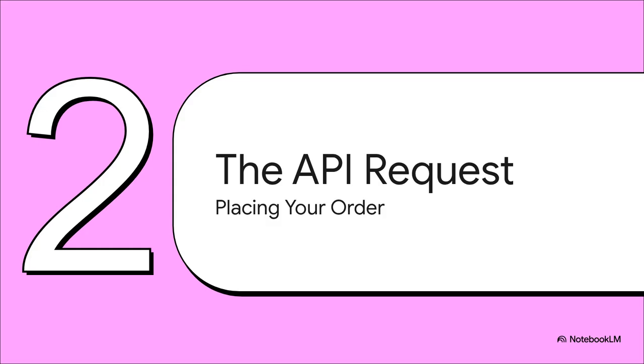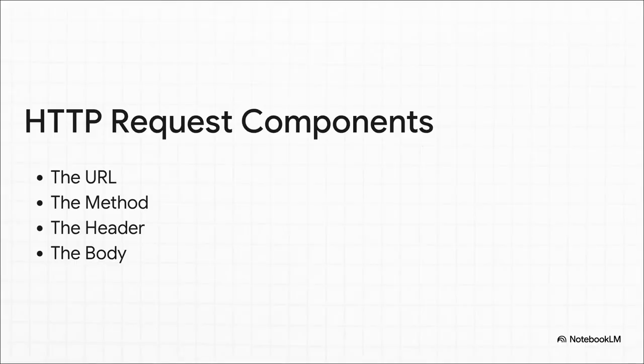So how do you actually place your order with this digital waiter? Well, you make what's called a request. And just like when you're ordering food, it has some really specific parts that need to be crystal clear so the kitchen knows exactly what you want. These four things make up a standard HTTP request, which is basically the language that most of these digital waiters speak. And what's cool is that each one maps perfectly to our restaurant analogy.